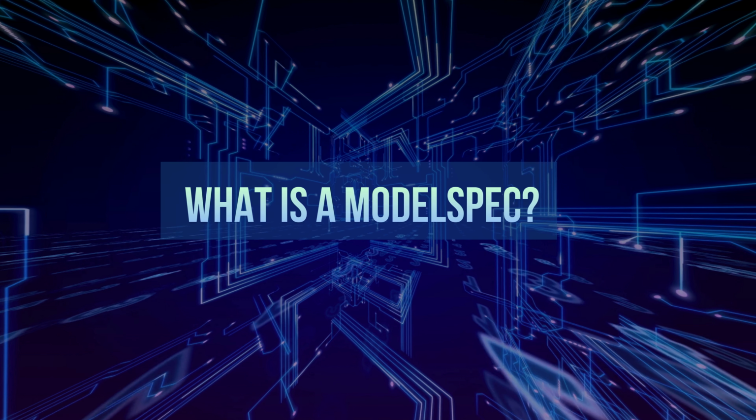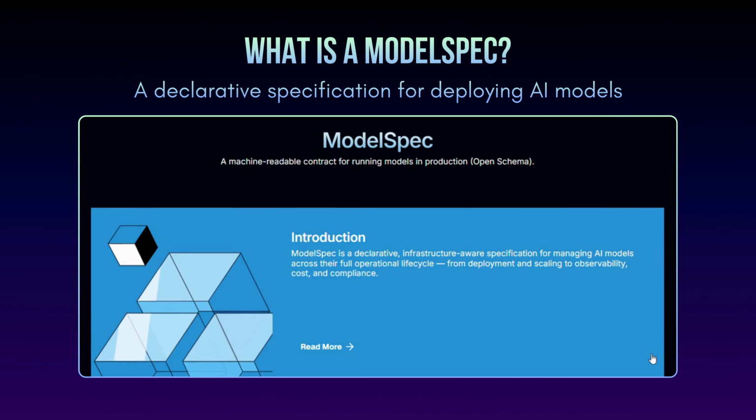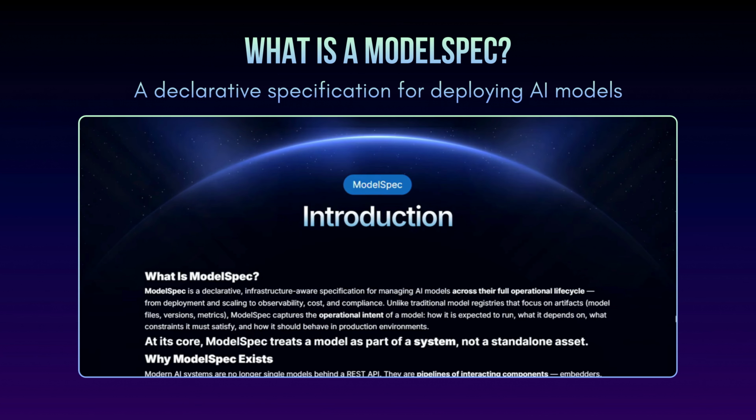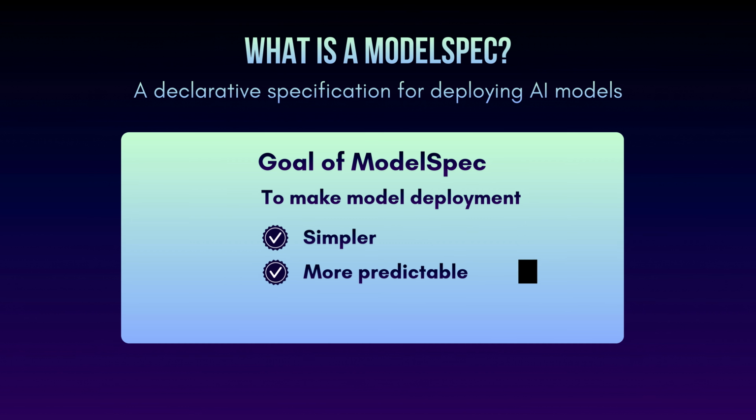What is a model spec? A model spec is a declarative specification for deploying AI models. It describes what a model is, what it needs, and how it should behave in production, without prescribing exactly how it must be deployed. The goal of model spec is to make model deployment simpler, more predictable, and easier to automate.